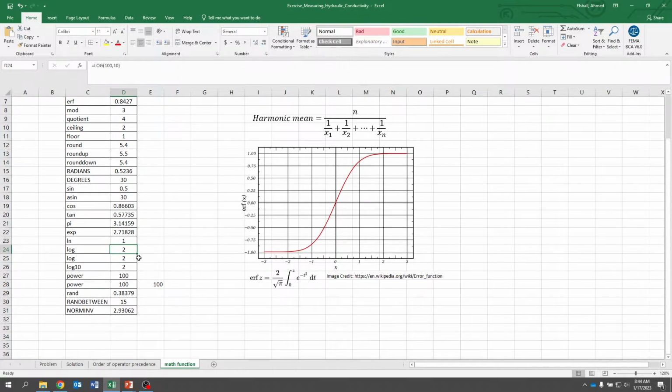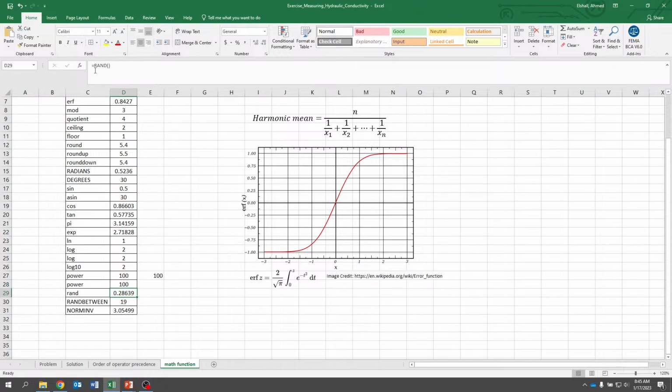If I put log here, this log function is very general, so it just takes the number and the base. If you didn't put the base, it will assume that the base is 10. If you want to be specific and specify that this is to the base 10, then you just use the formula log10. If you want to take the natural log, this would be ln, for example. Power, the number and the power. Or I could just take the power as a formula. So here, 10 to the power 2, for example.